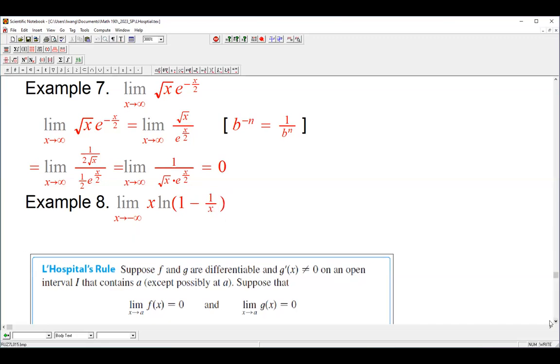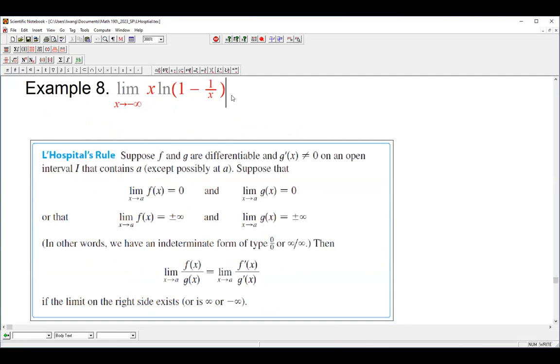No obvious quotient form, so we have to do something to make that quotient form. And in particular, as x approaching negative infinity, this piece approaching negative infinity, and let's see what we get here. If x is approaching negative infinity, 1 over x is going to approach 0. 1 minus 0 is approaching 1. Ln 1 is approaching 0, right? So what kind of form is this? This is the form which is infinity multiplied by 0.